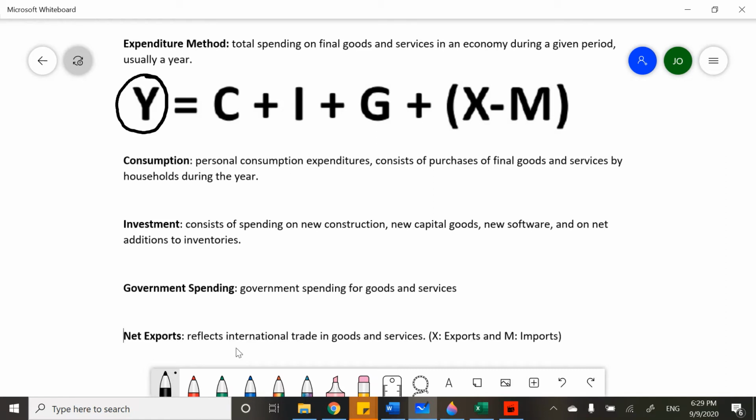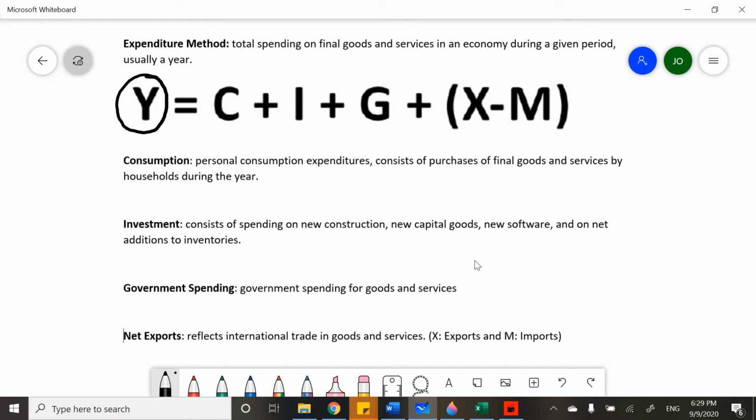Net exports. You might be wondering, why is it that we're counting things that are not produced in the United States, which would be considered imports? The US is importing something from another country. You must look at the formula. In the formula, imports come out as a negative.